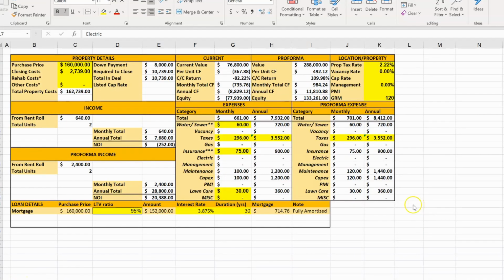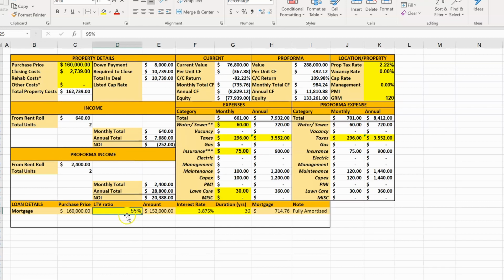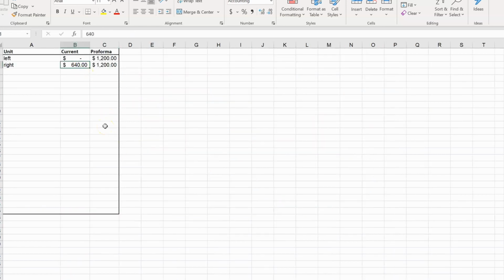Okay, so welcome to my computer screen here. I went ahead and pre-filled some of the information about my new rental property, which is the purchase price up here for $160,000, the closing costs we had on that since we financed it, as well as the loan details on it. We did a 95% loan to value, 3.875 interest rate for 30 years, which gives me principal and interest of $714. Then if we go over to my rent roll tab, one side of the unit is currently getting $640 while the other is vacant and we're renovating it.